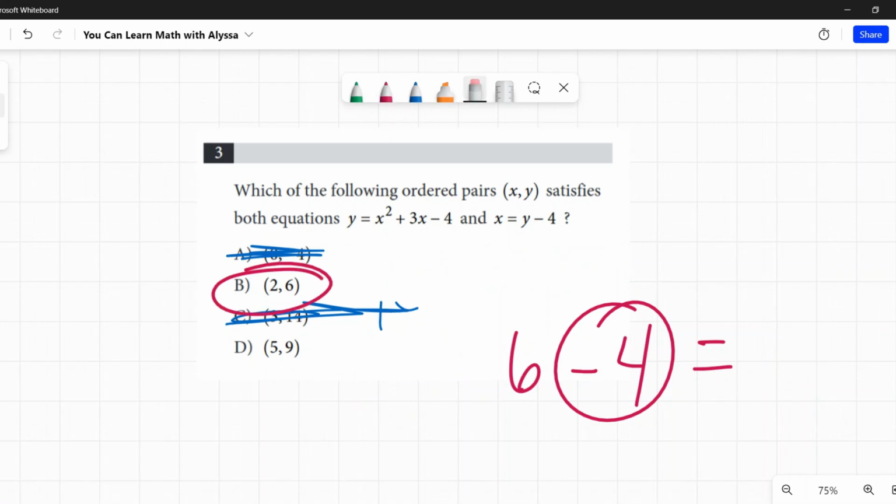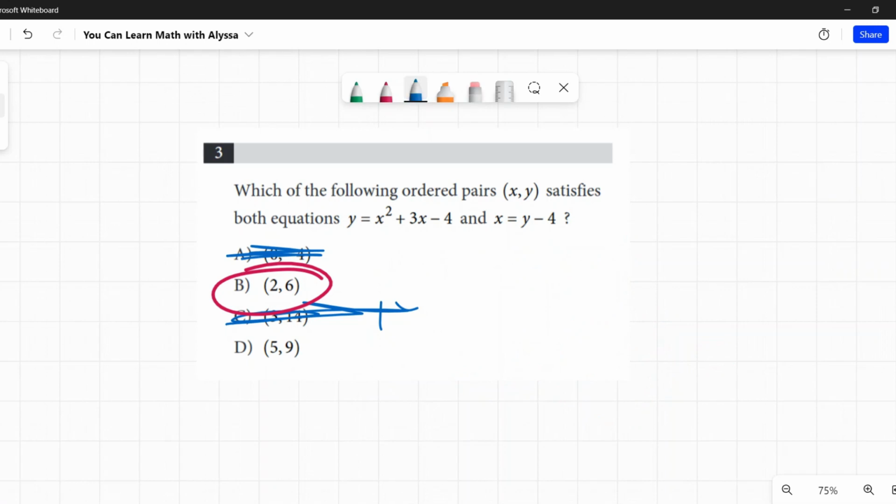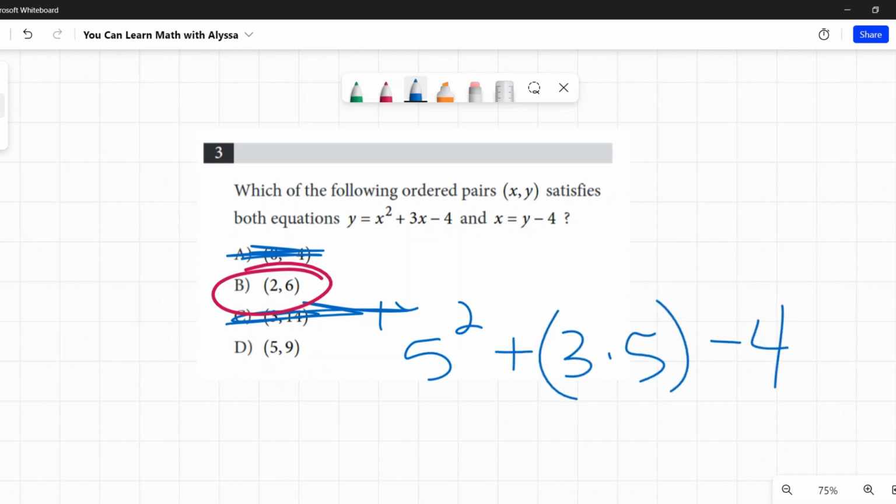Just to show you what would happen if I plugged in 5. Let's do that, just to double check it. This is a good thing to do if you end up with a little extra time at the end. Like if you rush through it and you do it as fast as you can because you know you have that time pressure, you can go back. You can do these kinds of things to double check and make sure your answer is right.